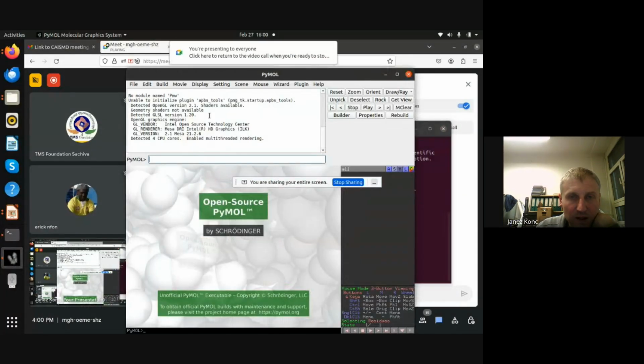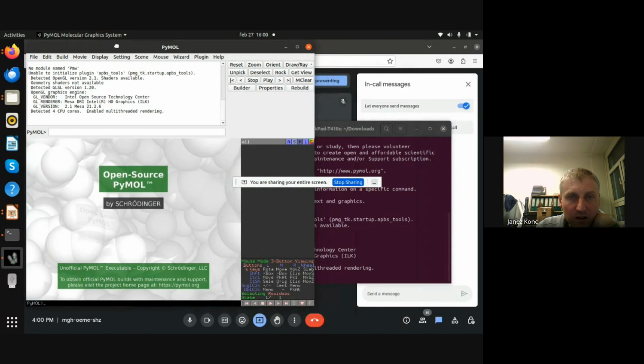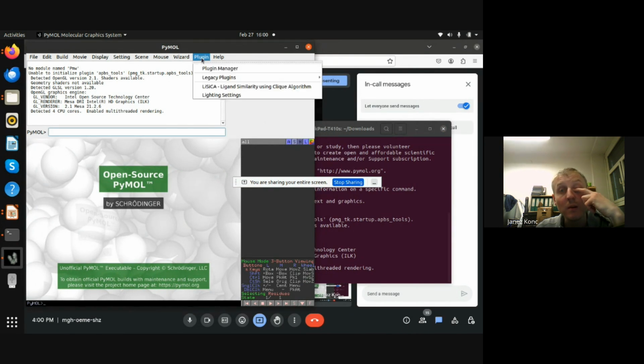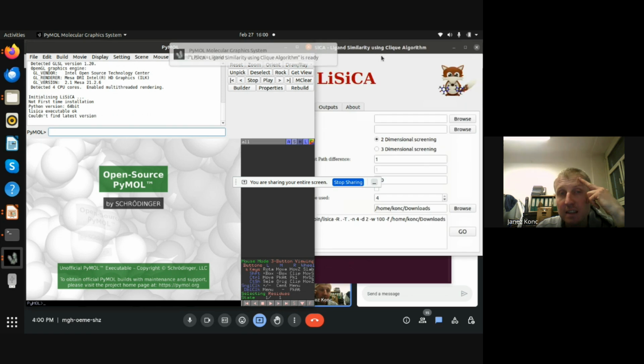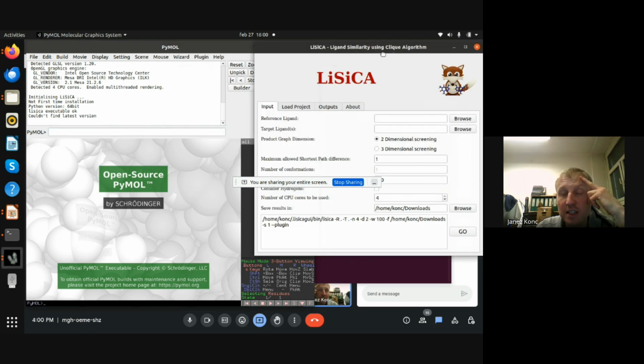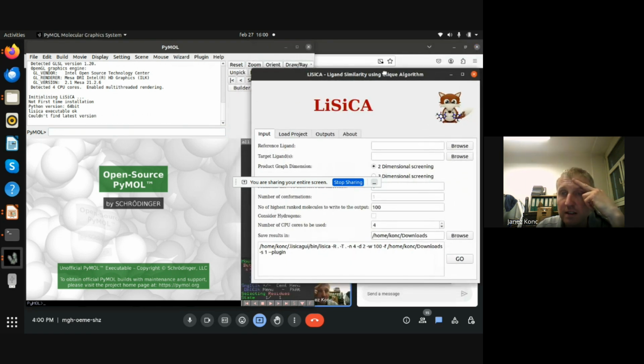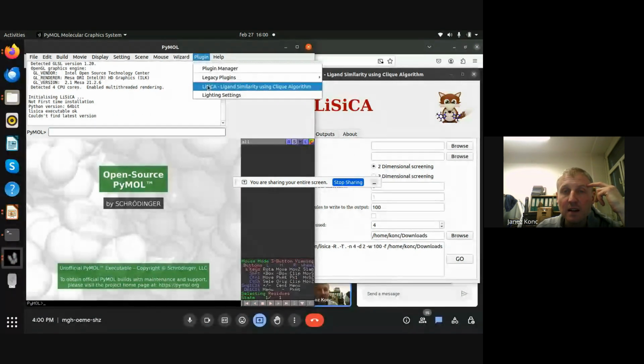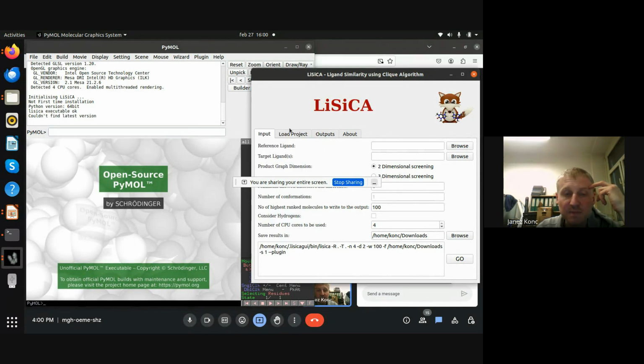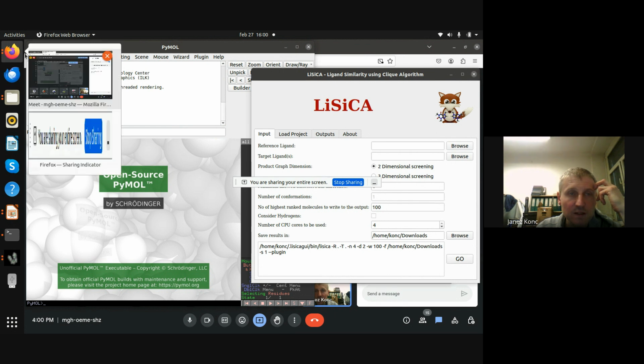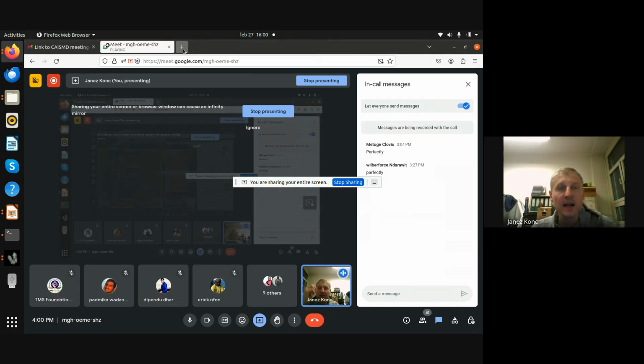So you can see the PyMOL program, which you probably already know, because it's very well known. You can get it for free from Schrödinger if you are a student. And here I just went to this plugin, which I already installed. I already installed our plugin, which is available here. Let me just show you where you can get our plugin. It's insilab.org.